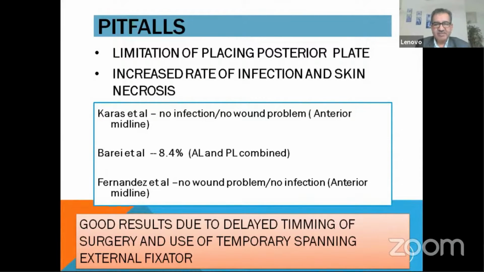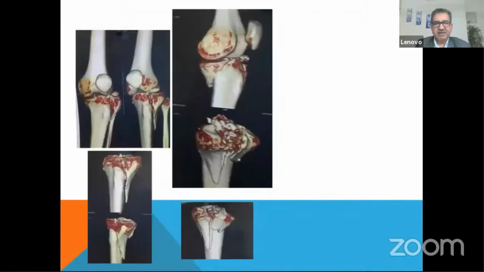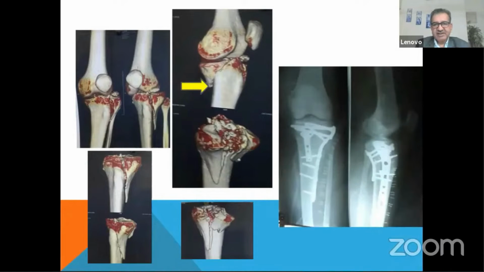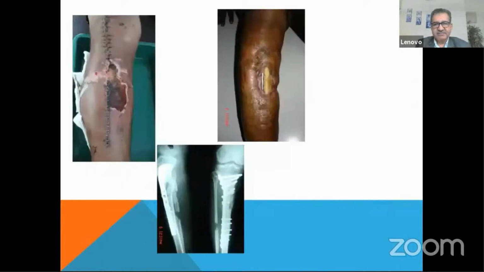So you have better assessment of the soft tissue. And once the soft tissue heals, probably after 10 days, if you go for this, you don't have much complication, infection, or skin necrosis. As you can see, this patient has a posterior apex, and you cannot do an anterior midline approach in this fracture. This has to be done by a dual approach, as already discussed.